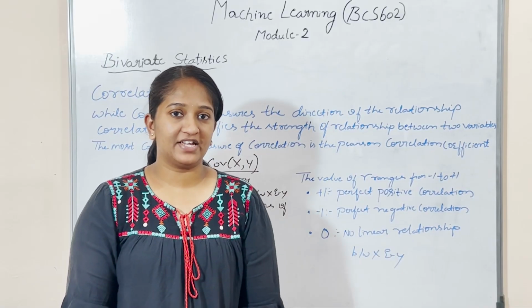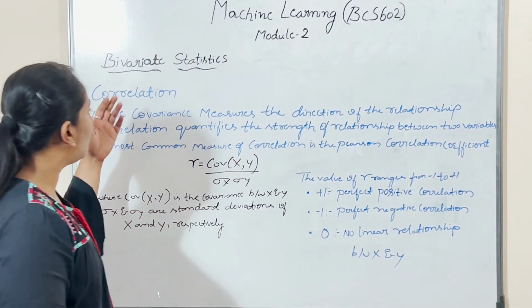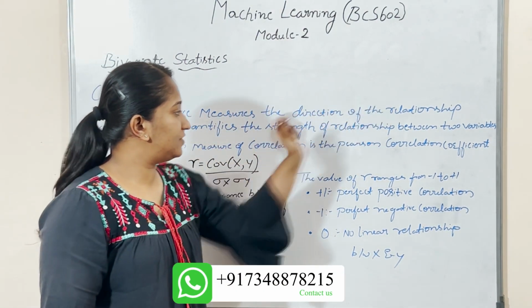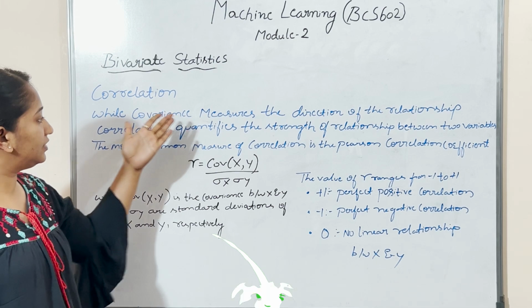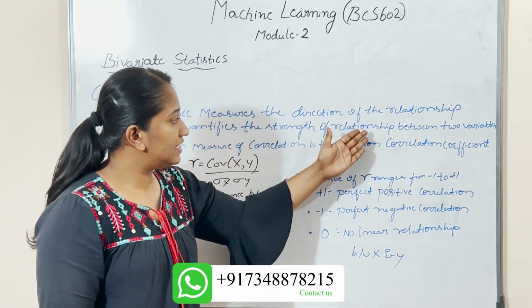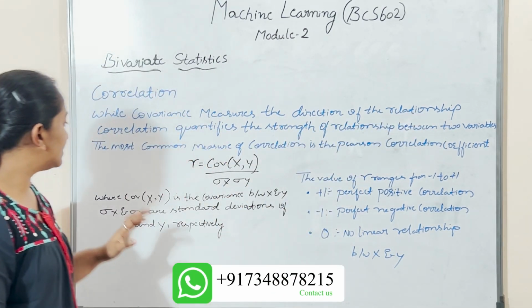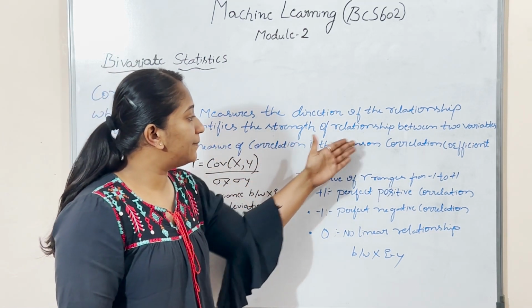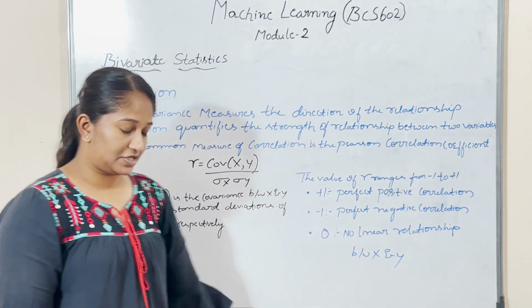The next bivariate statistic is correlation. While covariance measures the direction of the relationship, correlation quantifies the strength of the relationship between two variables. The most common measure of correlation is the Pearson correlation coefficient.